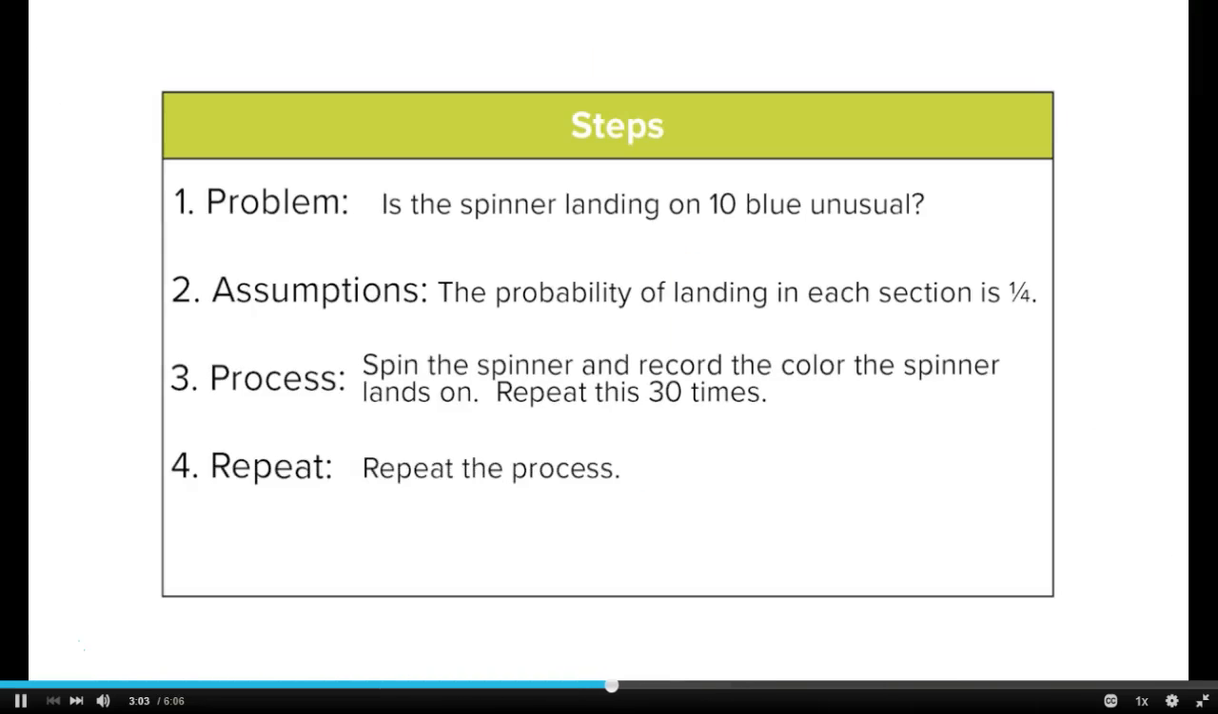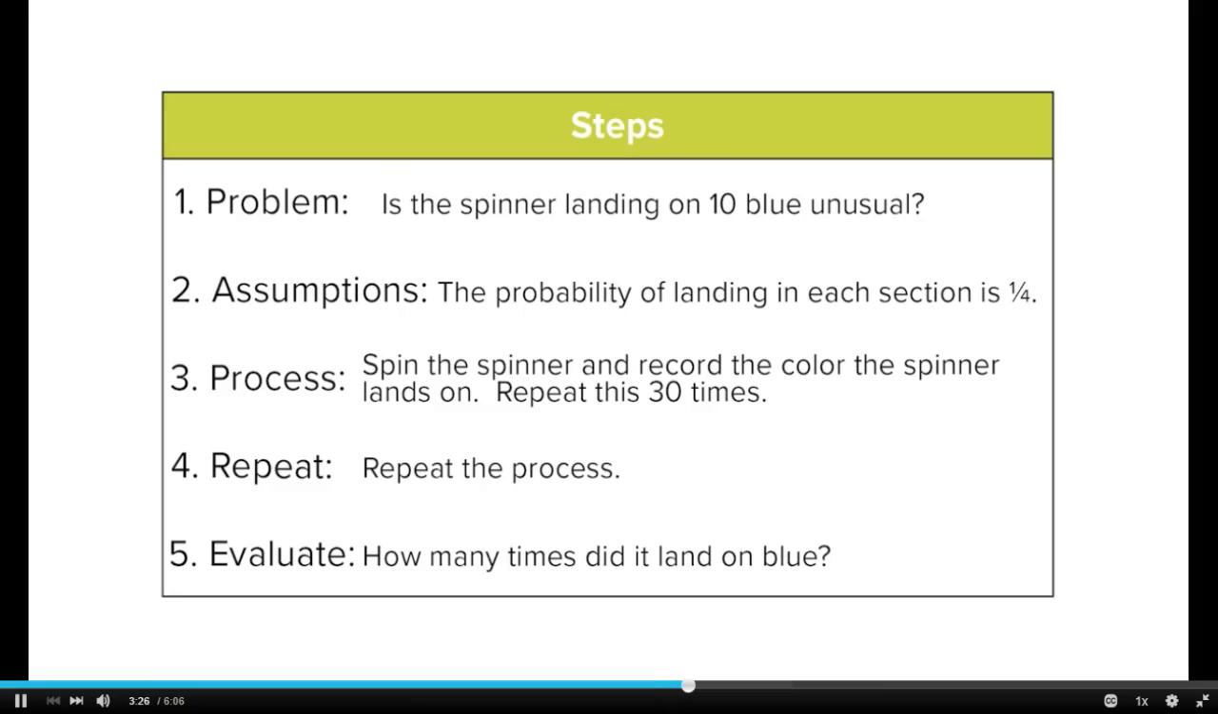4. Repeat the process. This is tricky. No one really wants to do this many times, so we can use technology. There are websites, apps, and programs with simulation tools we could use to run simulations and gather the data without having to physically run through the simulation multiple times. 5. Evaluate and interpret your results.